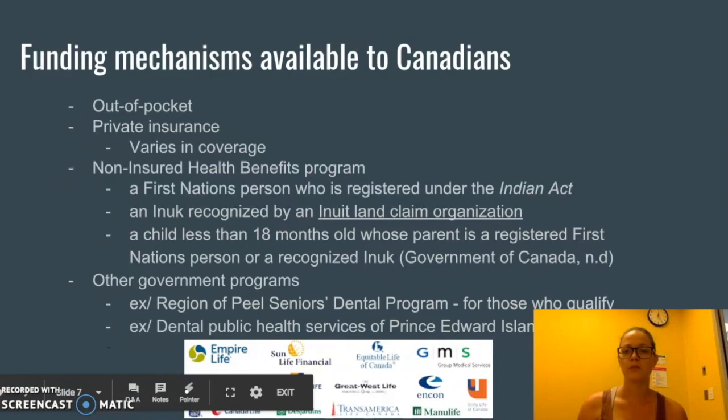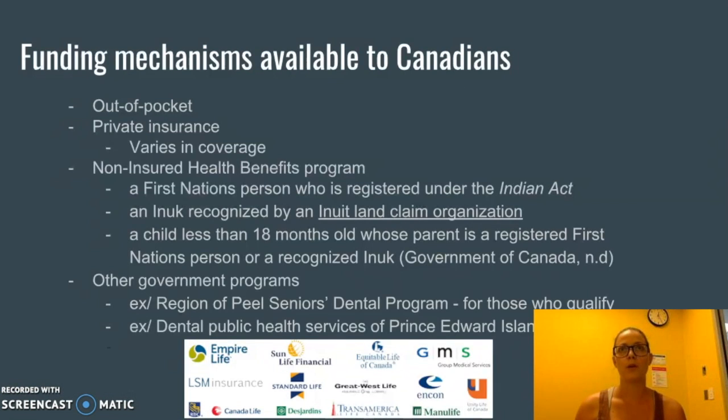So funding mechanisms available to Canadians when they seek out treatment from a dental assistant, which would be at a dental office through a dentist. The majority of people would pay out of pocket, but you can also pay through your private insurance. You can either pay for that privately yourself or through an employer. The coverage varies depending on what insurance company you're with and what policy you have.